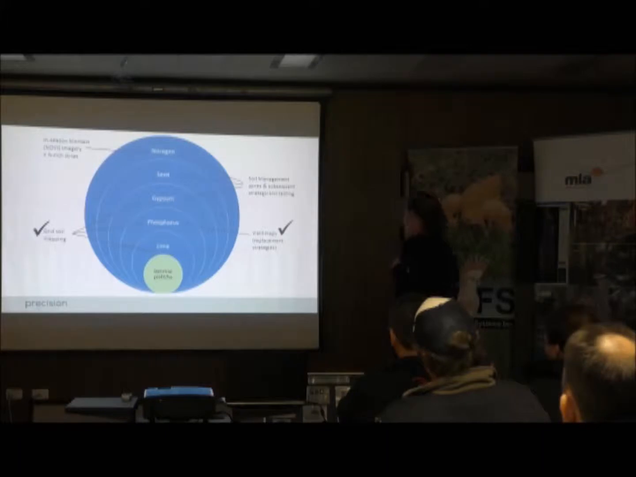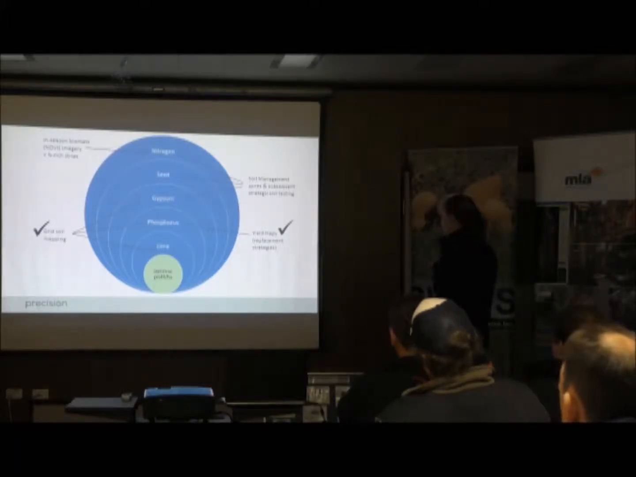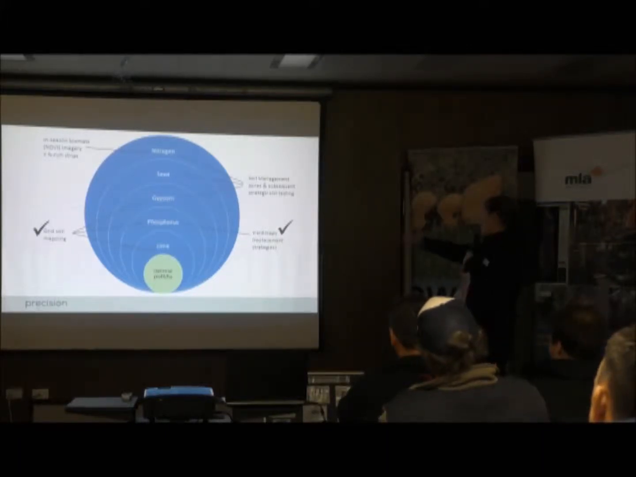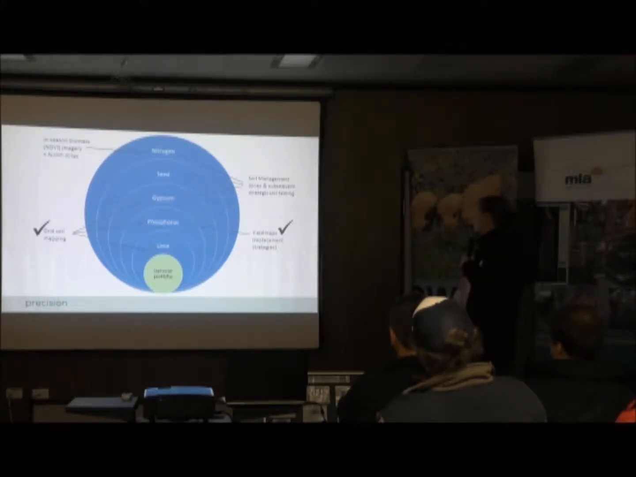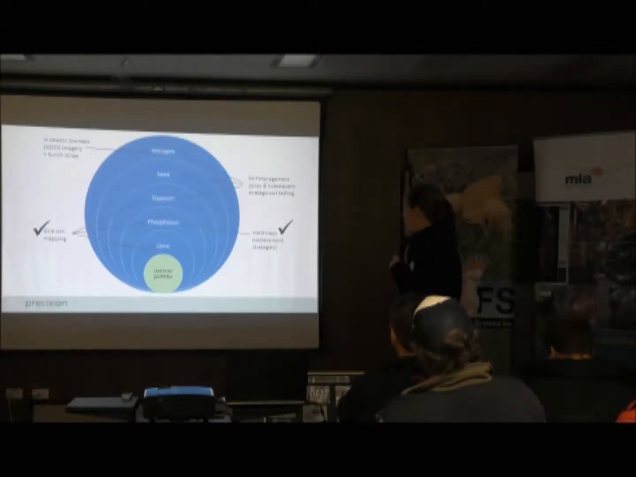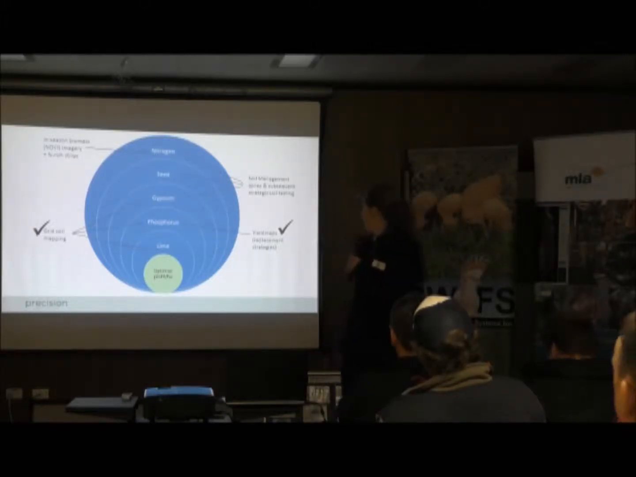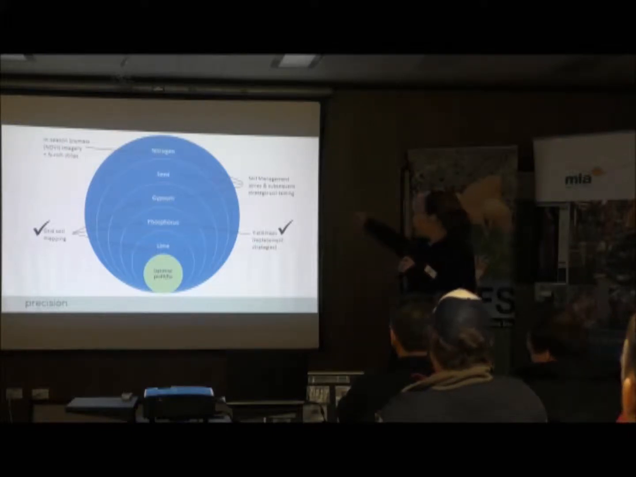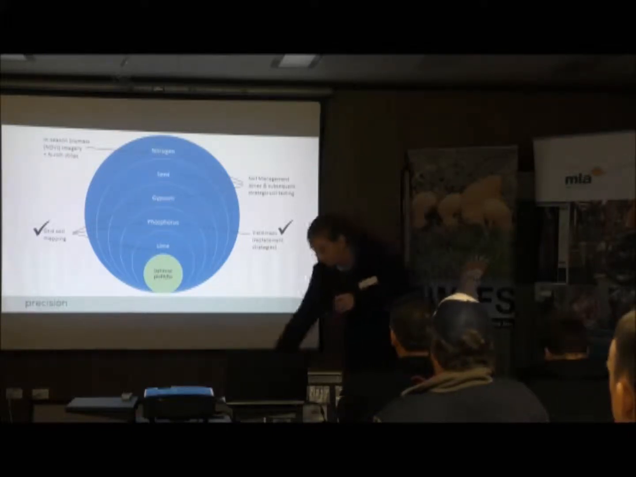Righto, so just coming back to our initial diagram, covered off on grid soil mapping and talked a little bit about yield replacement strategies. The next thing I'm going to talk about is soil management zones and using strategic soil testing to create variable rate applications off of those. We're going to talk about gypsum, seeding rates and nitrogen.